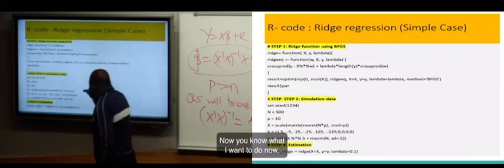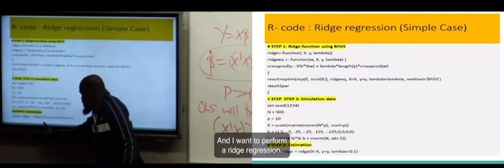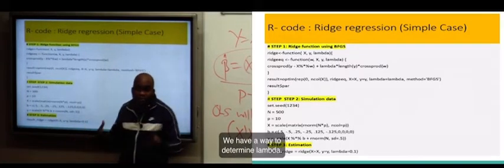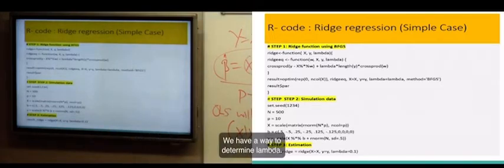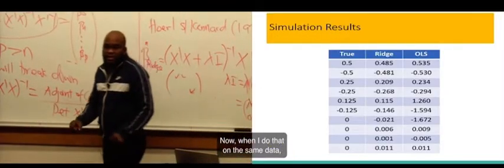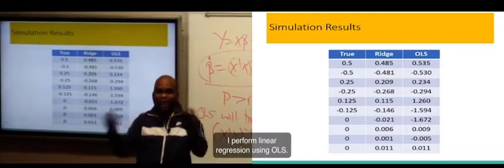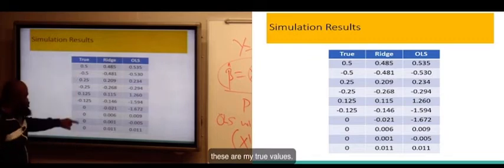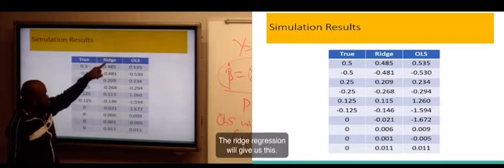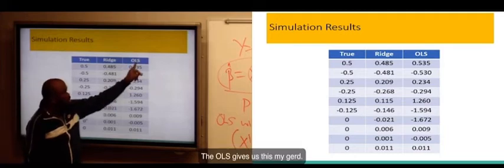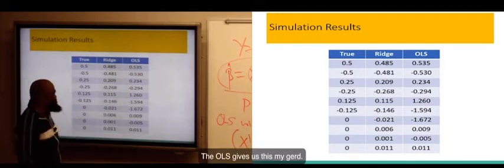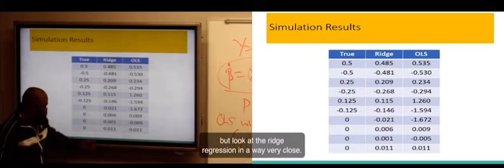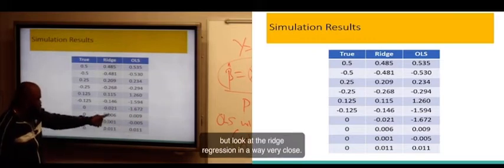Now, you know what I want to do? I want to perform a ridge regression, but here I'm assuming lambda equals 0.1. We have a way to determine lambda. When I do that, on the same data, I also perform linear regression using OLS. These are my true values. The ridge regression gives us this. The OLS gives us this. Oh my God, the OLS values are far from the true values. But look at the ridge regression, in a way, very close.